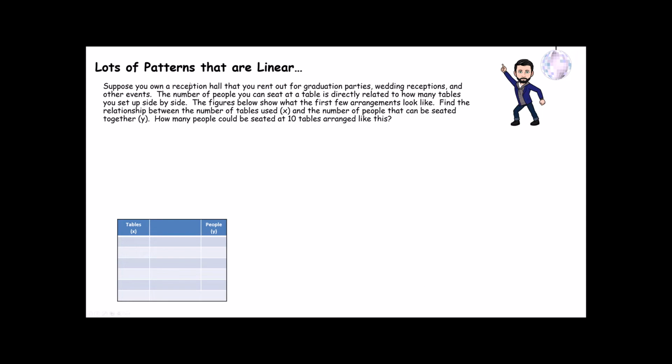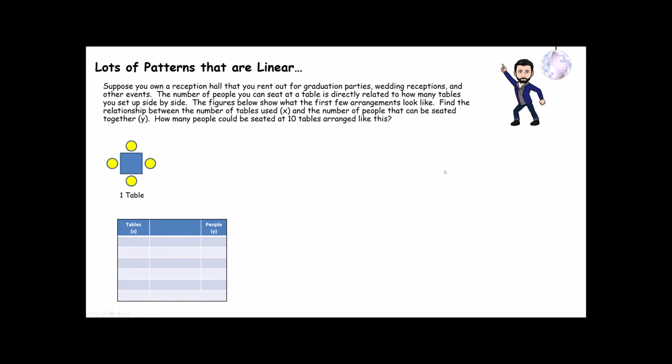Suppose you own a reception hall that you rent out for graduation parties, wedding receptions, and other events. The number of people you can seat at a table is directly related to how many tables you set up side by side. The figures below show what the first few arrangements look like. Find the relationship between the number of tables used, x, and the number of people that can be seated together, y. How many people could be seated at 10 tables arranged like this?